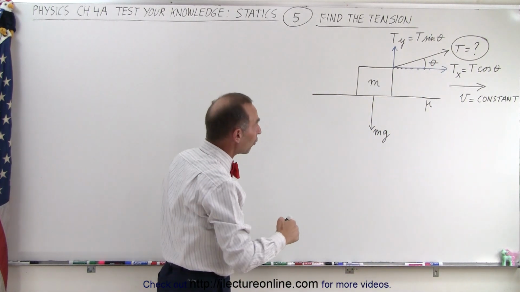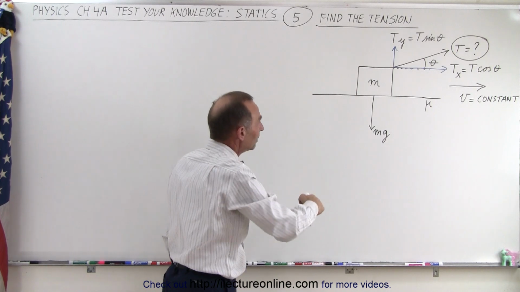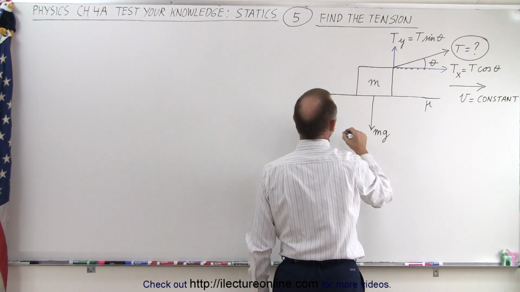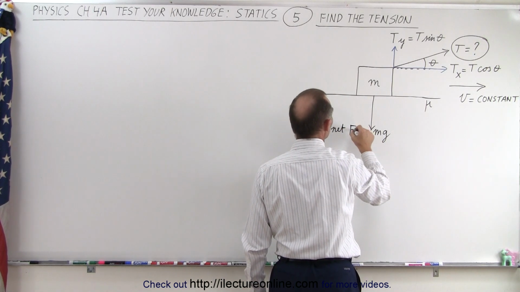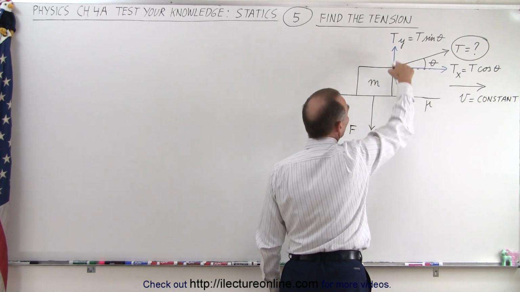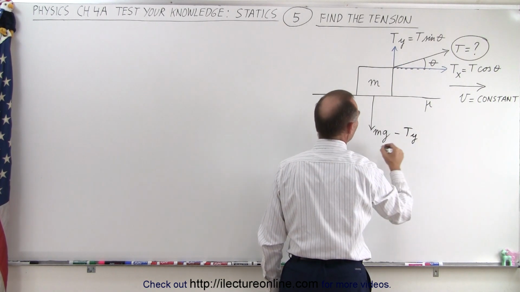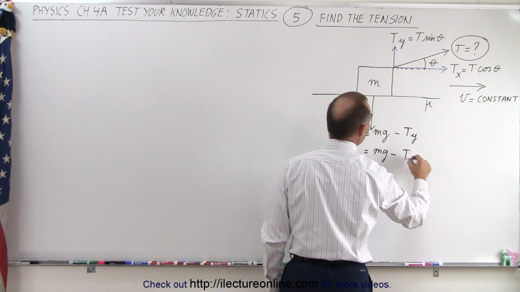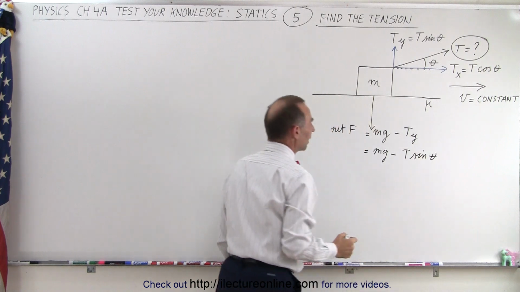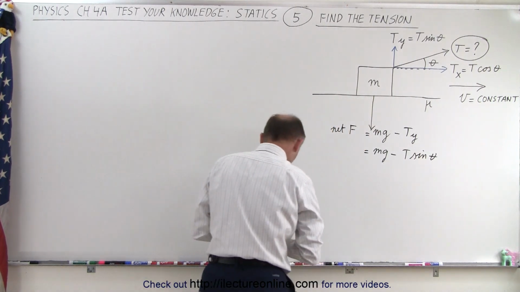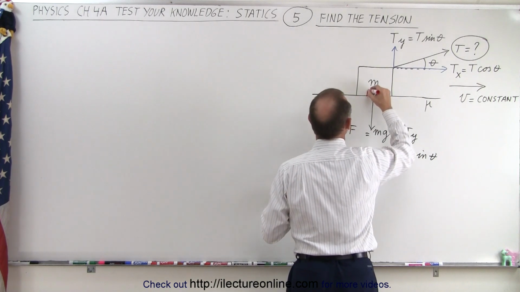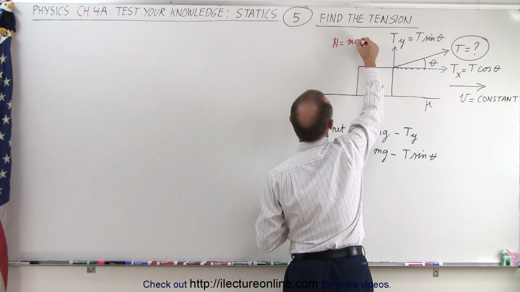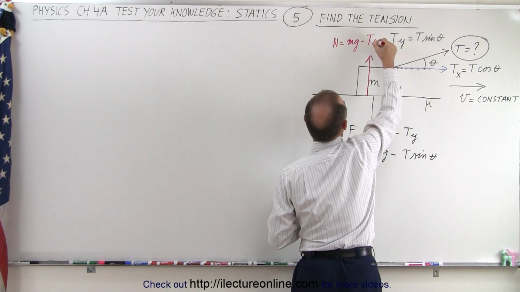Now notice that the force pushing down will be mg minus T sub y. So that would be the net force. The net force acting down will be the weight of the block minus the component T sub y, which of course is equal to mg minus T times the sine of theta. Which means that the normal force pushing back up will therefore be equal to mg minus T times the sine of theta.